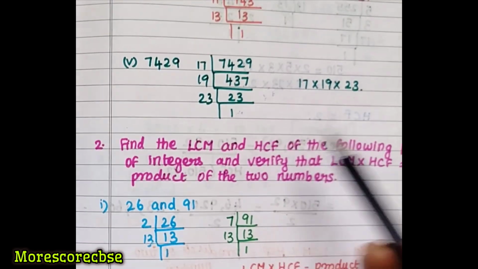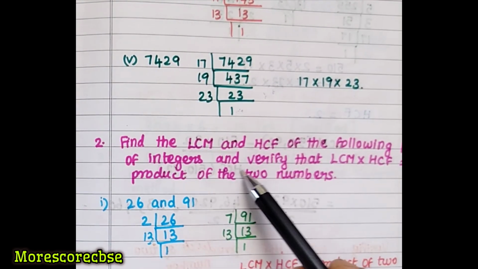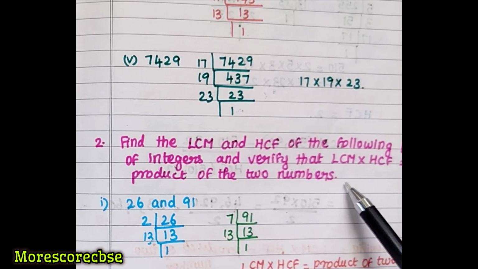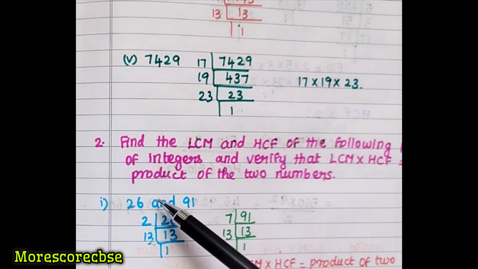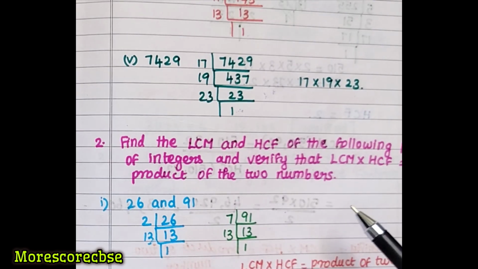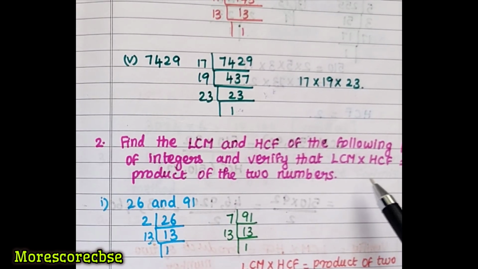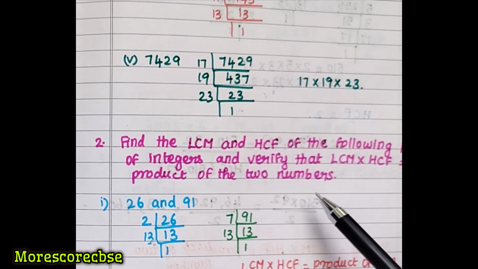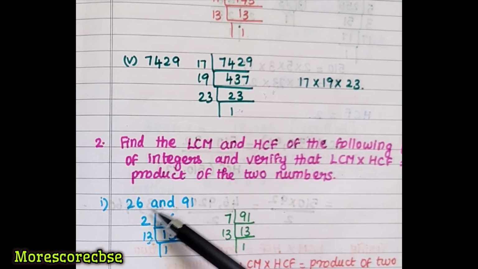Second sum, find the LCM and the HCF of the following pairs of integers and verify that LCM into HCF is the product of the two numbers. So here first we are going to find the HCF and then we are going to verify it using this formula: LCM into HCF is equal to product of the numbers. First sum, 26 and 91.